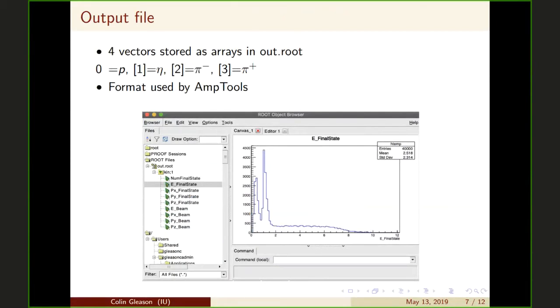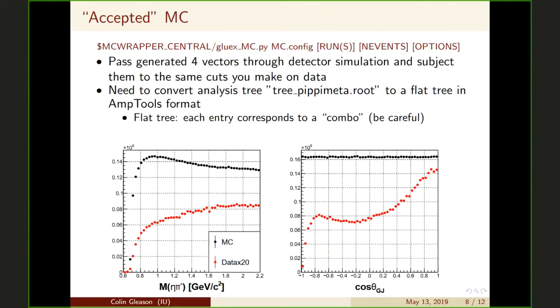So these are like variable length arrays. Well, actually, every event has the same number of final state particles, so they're fixed length arrays. But these are arrays of the final state particles, and the data reader for AmpTools reads that file in.